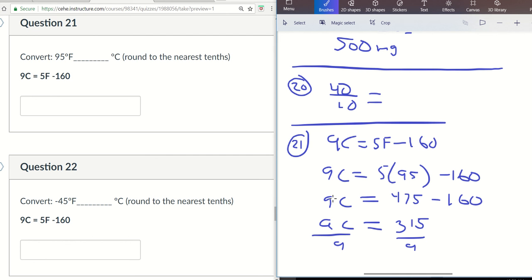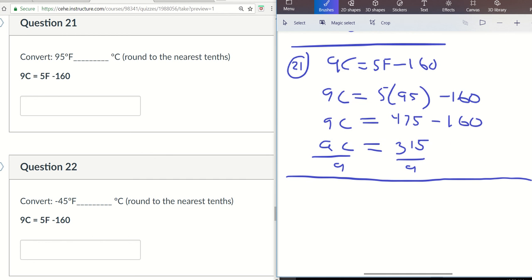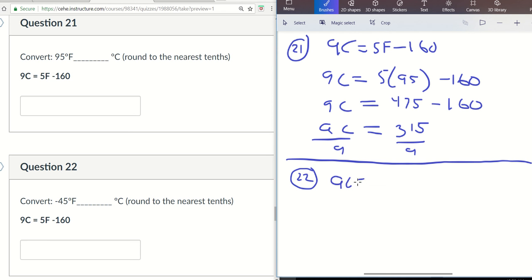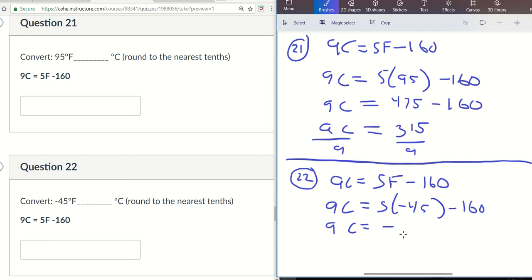315. Divide by 9. So round to the nearest tenths. So give me one decimal point. Okay, so 35. Next, negative. So don't be scared of negative numbers. Just include them. 9C equals 5F minus 160. 9C equals 5 times negative 45 minus 160. 9C equals negative, how much is that? 225? Yeah, negative 225. 9C equals negative 385, and then divide both sides by 9.